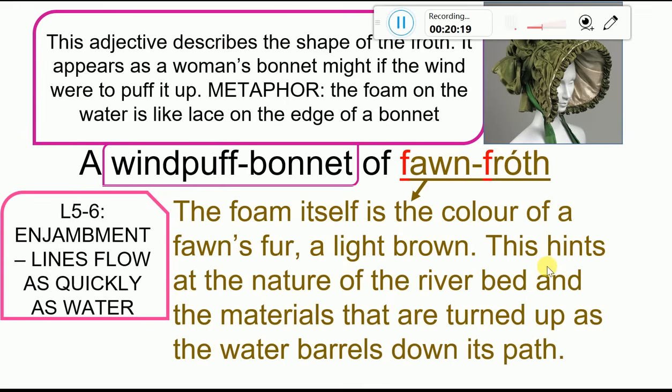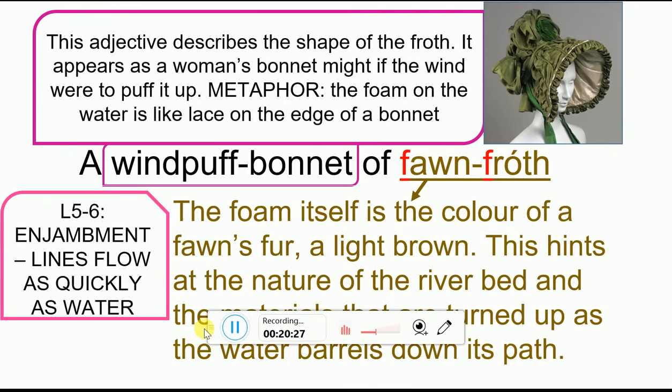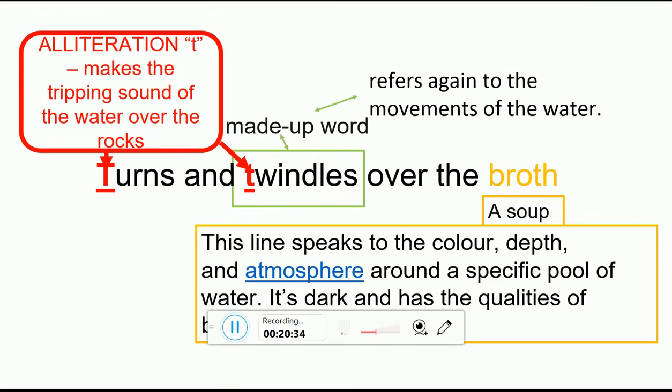To be brown. This hints at the nature of the riverbed and the materials that are turned up as the water barrels down to its what? To its path. You can even say probably the water is muddy because it's mixed up with soil, and soil is also what? Brown. Now from line 6 and 8, the tone changes from an appreciative tone to the tone of gloominess, which we'd also note in how he describes the movement of water. And we must realize and appreciate these changes and also note the change of tone, right?